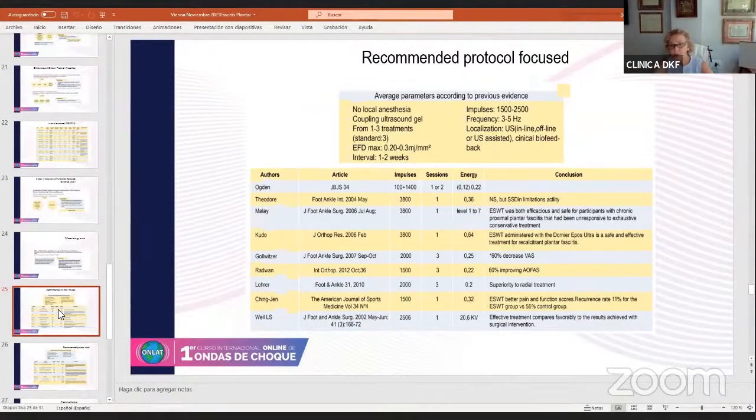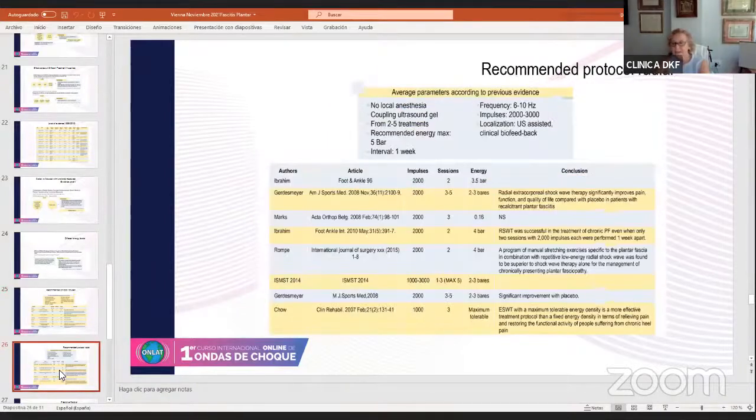It could be that it works with an energy flux density from 0.2 to 0.3 millijoules per millimeter squared with an interval of 1 to 2 weeks, impulses between 1,500 to 2,500 at a frequency of about 4 hertz, and with localization by ultrasound or biofeedback. And this is our recommended protocol for radial pressure waves, no local anesthesia as well.